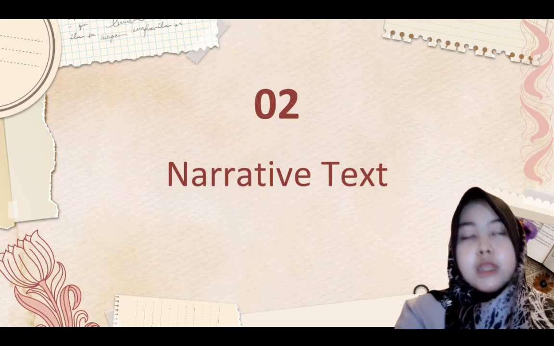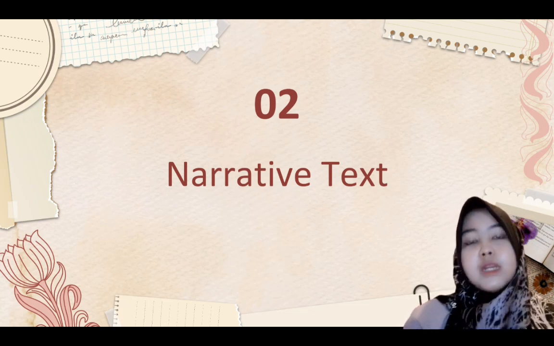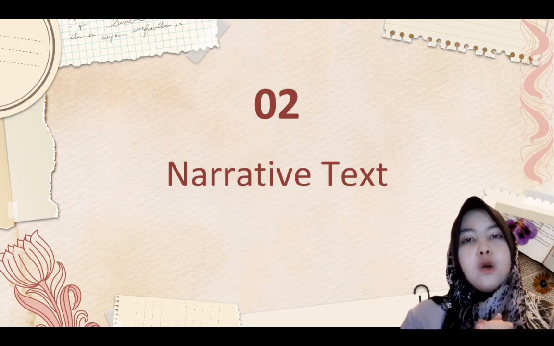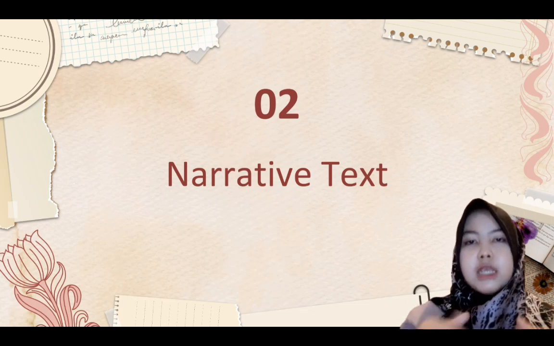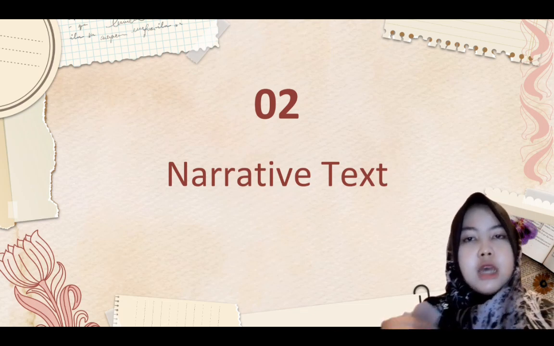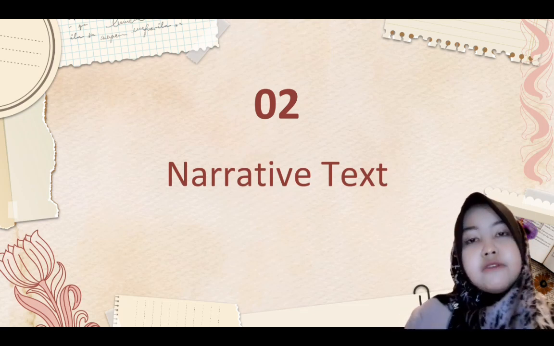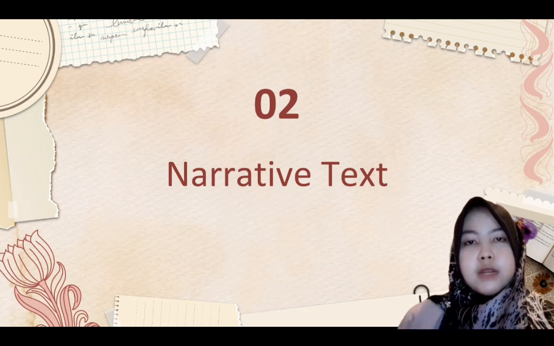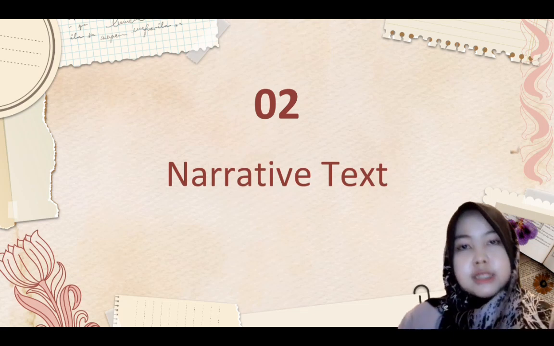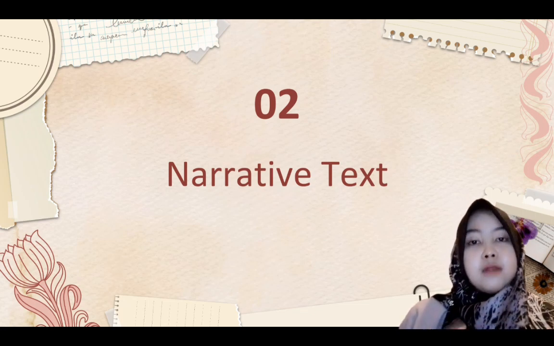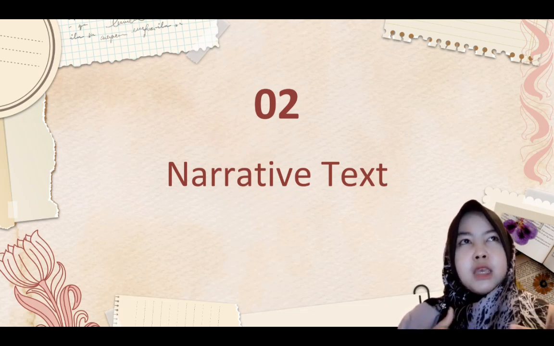Okay, next we have narrative text. Narrative text is a form of written or spoken communication that tells a story or describes a sequence of events. It is often used to entertain, inform, or engage an audience by presenting a series of events or experiences in a coherent and engaging manner.